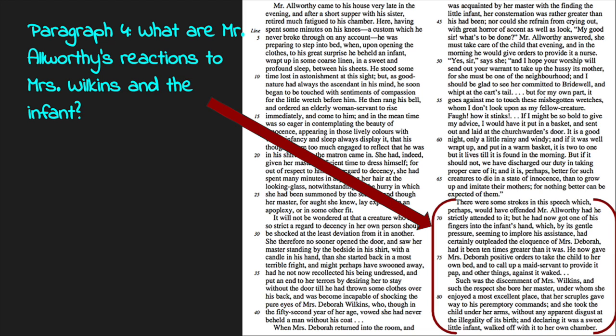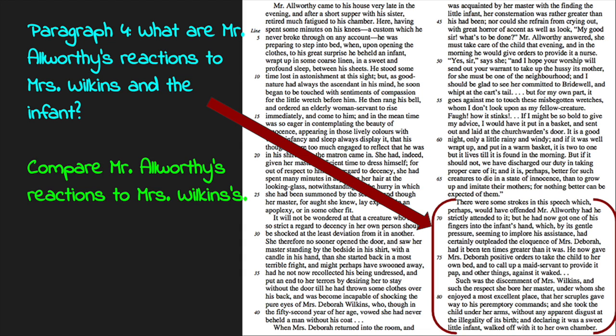Describe Mr. Allworthy's reactions to Mrs. Wilkins and the infant in the fourth paragraph. How would you characterize Mr. Allworthy's reactions to this uncommon situation of finding an infant in his bed compared to those of Mrs. Wilkins?